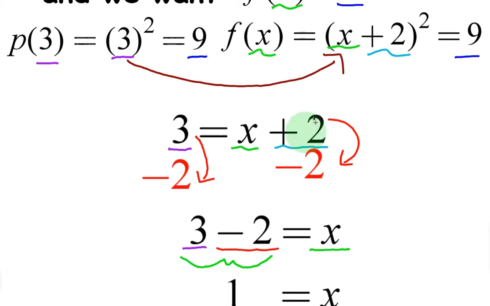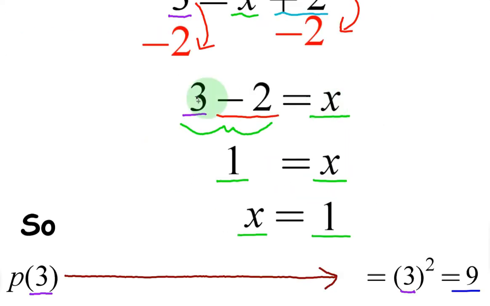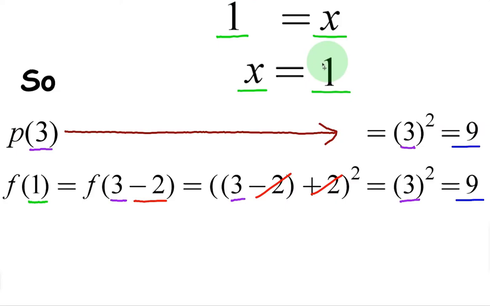Well, if 3 is equal to x plus 2 and I subtract 2 from both sides, you can see what's happening here. You can see why the horizontal shift is minus 2 to the left, because I have to subtract 2 to cancel this 2 out in order to solve for my x value. In other words, my x value is going to be equal to 3 minus 2, which is 1. So therefore, x equals 1 is the value that I need in order to ensure that I get the same y value back of 9. We'll see that down here below.